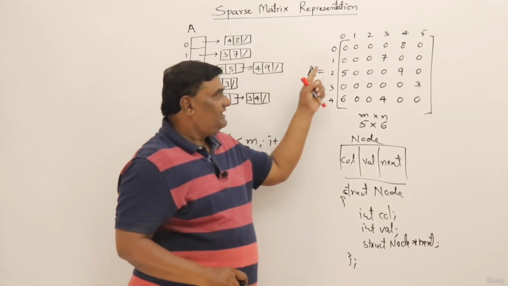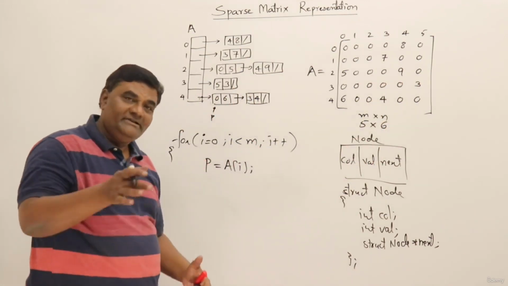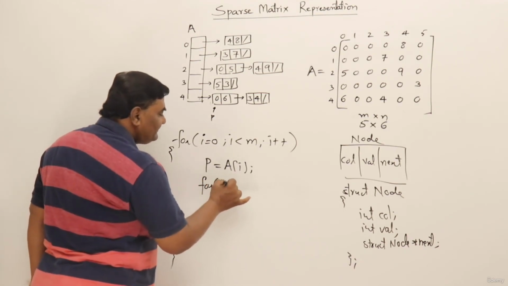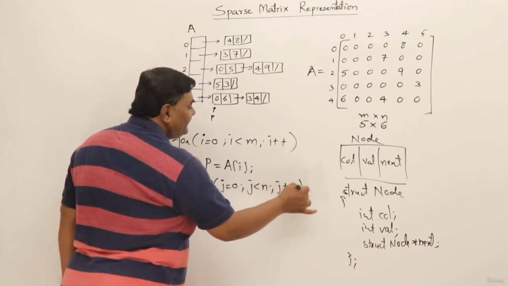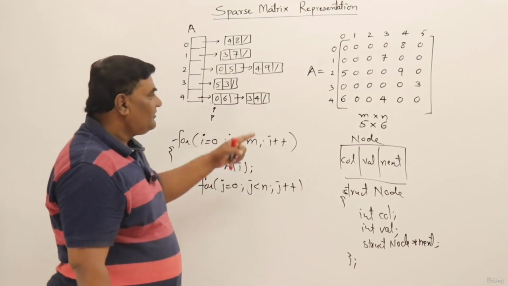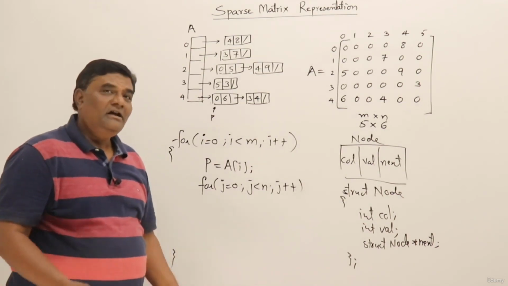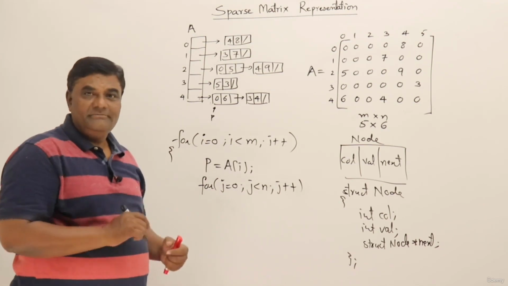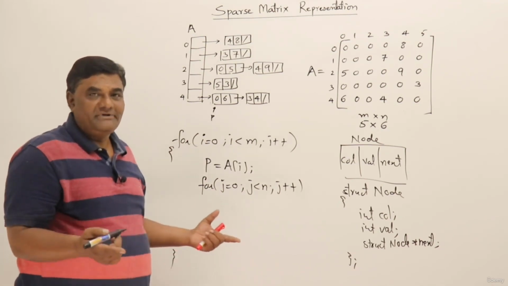So for displaying all the elements in a row, I should repeat it for n times. So I want to display zeros also. So for that, take one more for loop, for j = 0, j < n, and j++. So this will repeat for total n times, that is equal to the number of columns. Then at each column, I should see whether that is a non-zero or zero element. So if it is non-zero, I should print the element. If it is not, I should print 0.